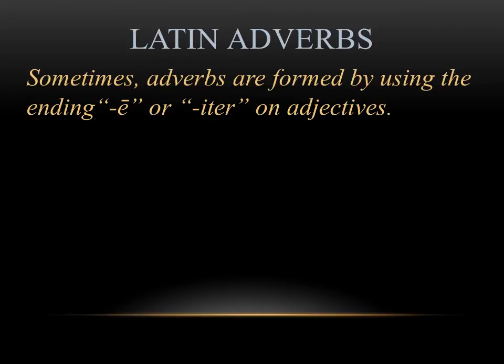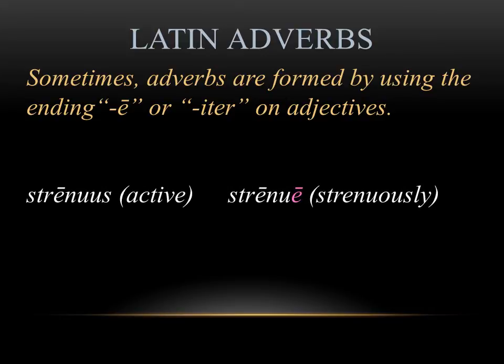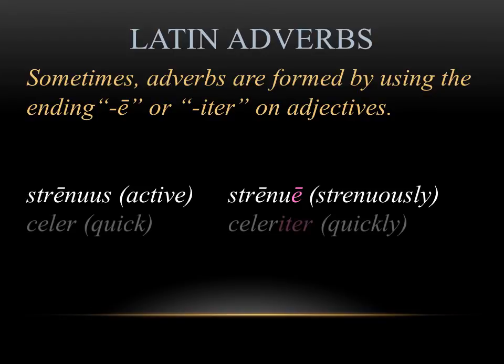Sometimes in Latin, adverbs are formed by using the ending ē, as in a long e, or iter, and we put them on adjectives to make adverbs. So for instance, if you had the adjective strenuus, which we've seen before, it means active. What we do is drop the us ending and add a long e. Now you have strenuē, which means strenuously. And again, you want to notice that in English, the adverb always ends in ly. That's the way we do it in English.